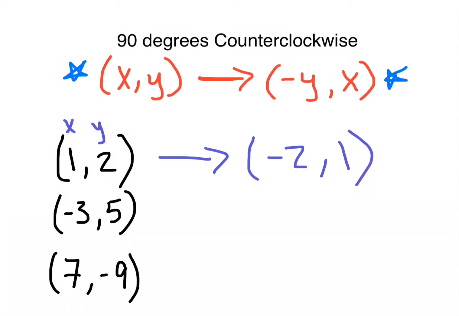Over here, this is x, this is y. Negative 3 and 5 become, remember we're following this rule right here, (x, y) becomes (negative y, x). So this becomes negative 5, and it's a regular x, so it's going to be negative 3.